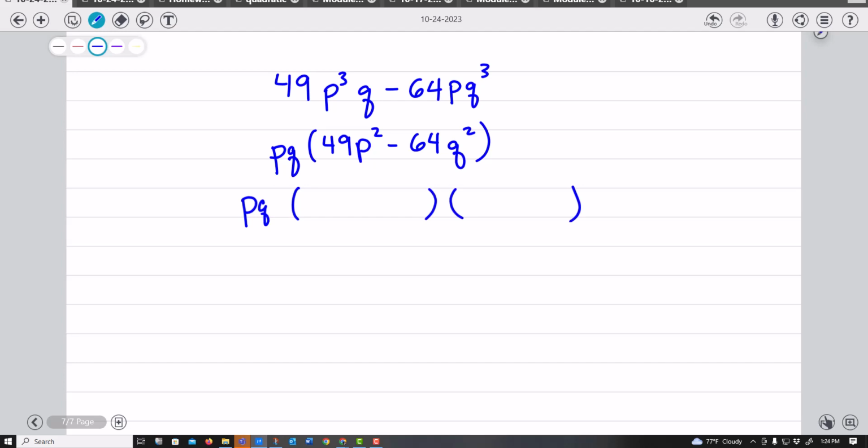And so I know one's going to be plus, one's going to be minus. 49 is 7 squared, p squared, so 7p. 64 is 8 squared, q squared, so 8q, and then the same thing here, but being subtracted. So that one was just a little weird to be able to recognize at first.